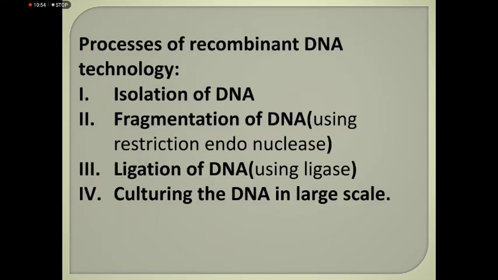These are the processes of recombinant DNA technology. First one is the isolation of DNA. Second one is the fragmentation of DNA using restriction endonuclease. Third one is ligation of DNA using ligase. Fourth one is culturing the DNA on a large scale.